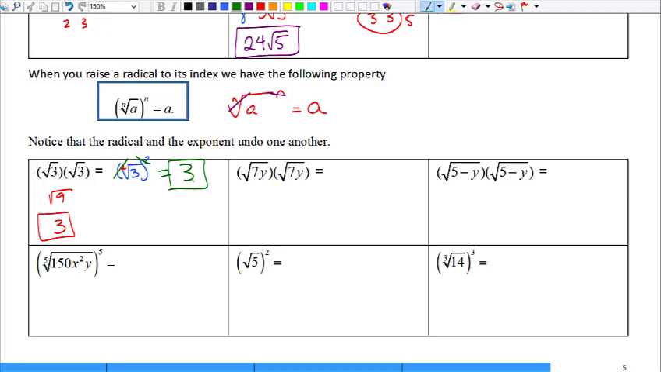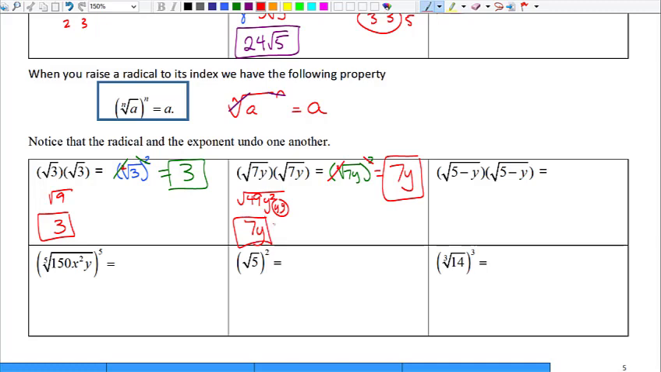But when the problems get harder, I want you to be able to do it. So the next one's harder, right? Root 7y times root 7y. One way of thinking about that is root 7y squared. And because the index was already a 2, the 2 and the 2 undo each other, and that's just left with 7y. If you wanted to do it the longer way, we could take root 7y times root 7y, multiply the insides and get 49y squared. The square root of 49 is 7, the square root of y squared has a pair, it comes out, and it's still 7y.